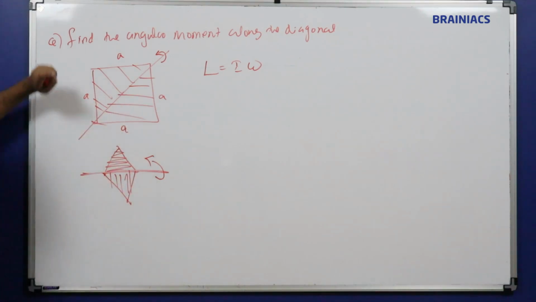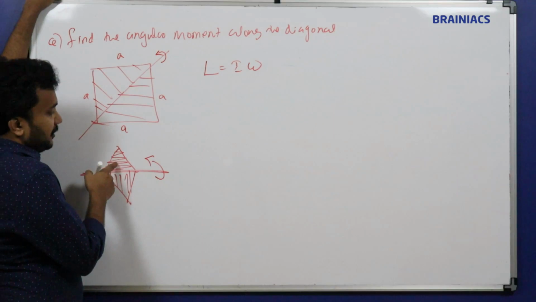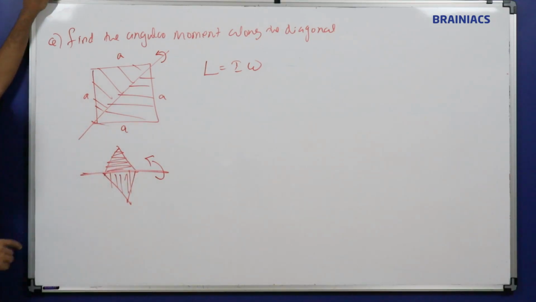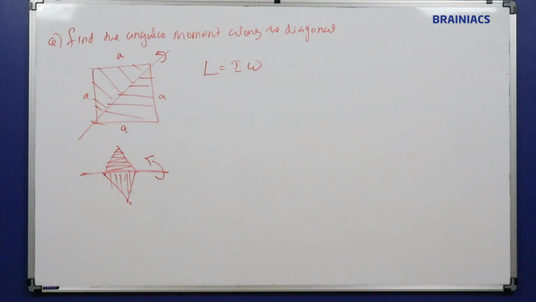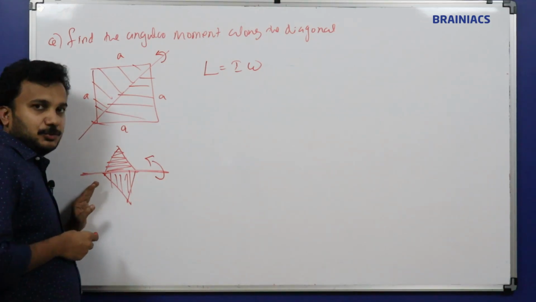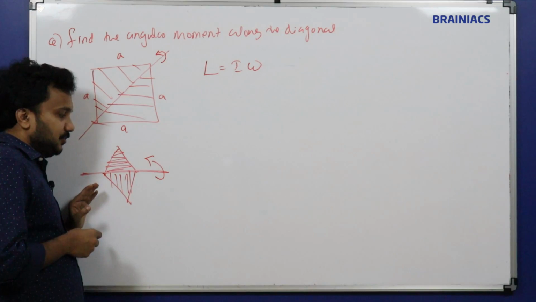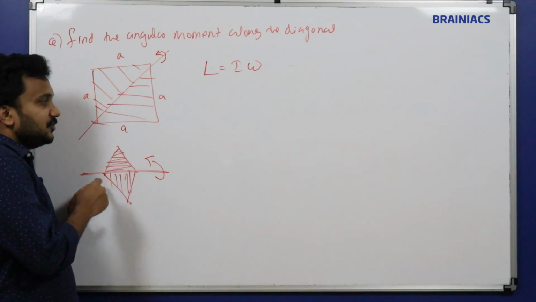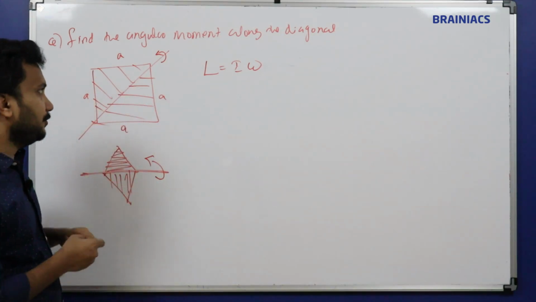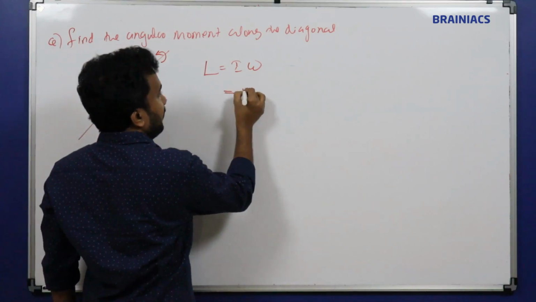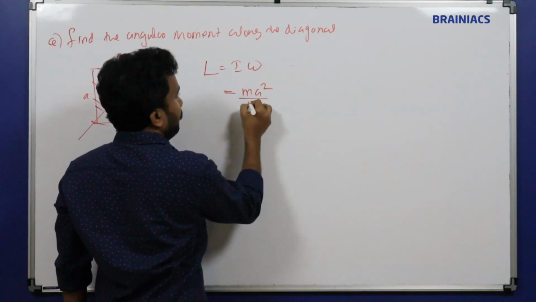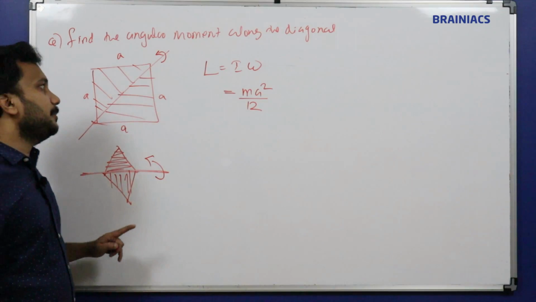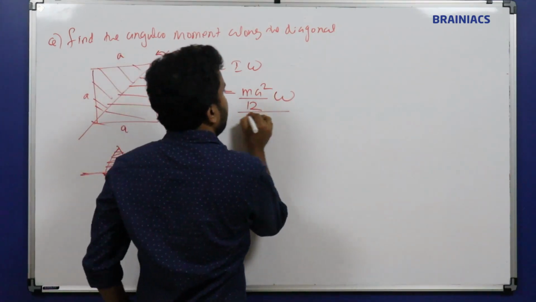One is this one and one is this one, right? If you turn this one, you will get this one. So if you know the moment of inertia of the triangular lamina about the base, and you find it for the other one also, you will get the moment of inertia for the total lamina. What is that? Ma square by 12, if you add that and multiply with omega. So this will be the answer.